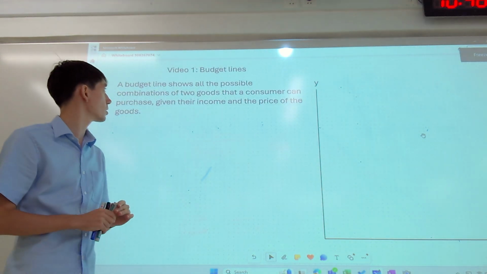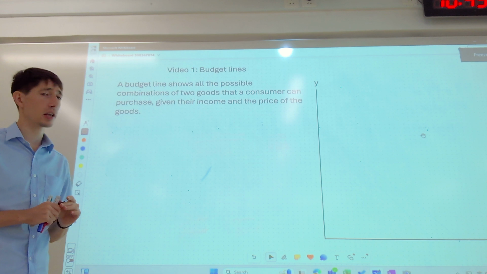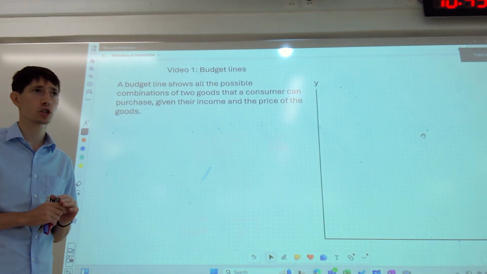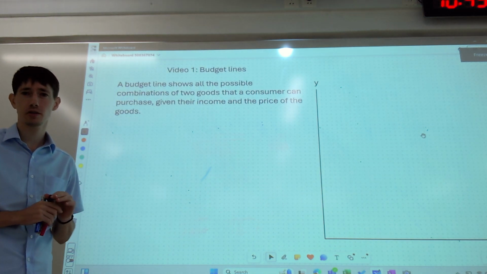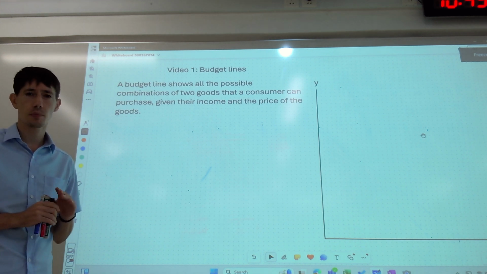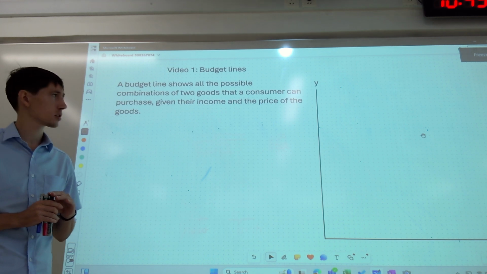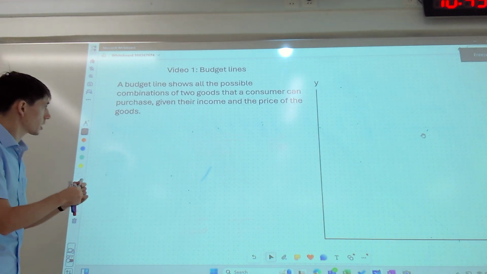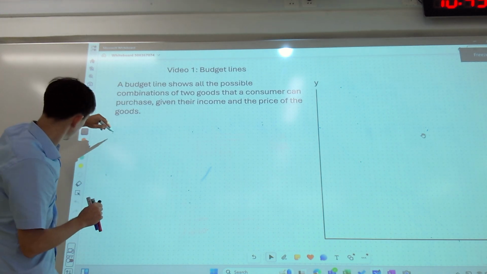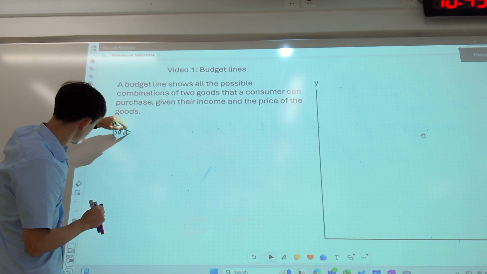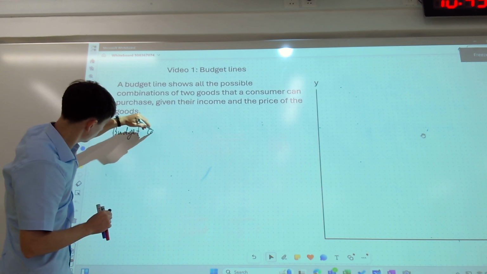Okay, so today we're going to look at the concept of a budget line. Now, a budget line is going to show us all the possible combinations of two goods that a household could purchase given their available income and the price of those goods. So, the way we can begin is we can write an equation for the budget constraint.